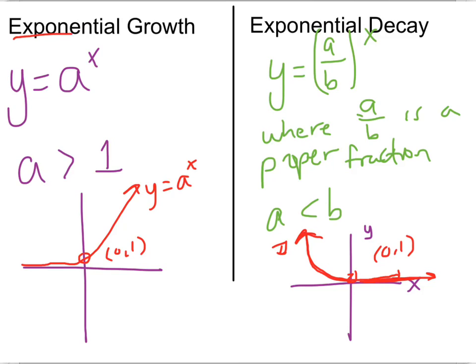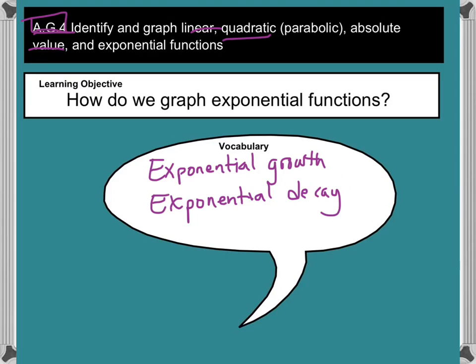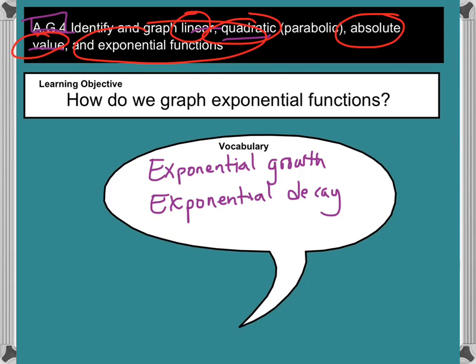So this is exponential growth and exponential decay. We're going to investigate this more in class tomorrow, but you need to have this in your notes for tomorrow. Okay? And this is our final type of graph that we are going to go over in integrated algebra. We went over the linear function, the quadratic function, we went over the absolute value function yesterday, and now we have exponential functions.